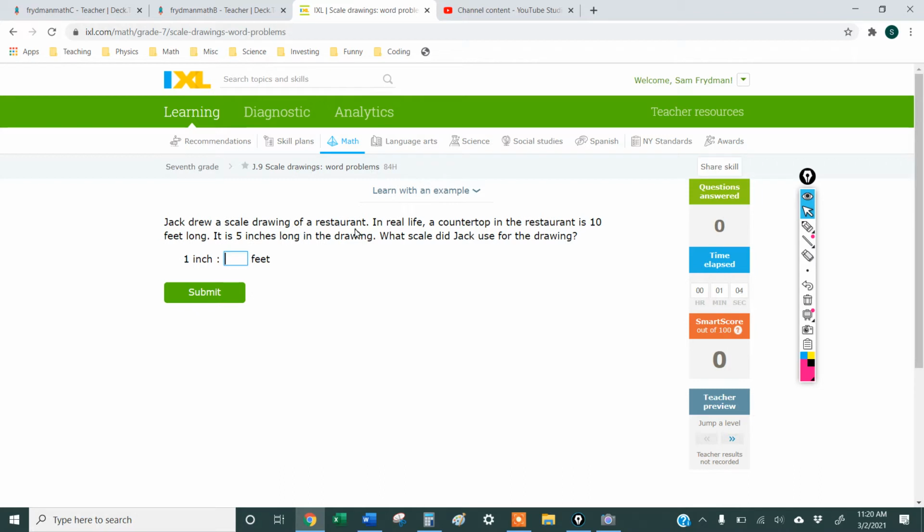Jack drew a scale drawing of a restaurant. In real life, a countertop in the restaurant is 10 feet long. It is 5 inches long in the drawing. What scale did Jack use for the drawing?